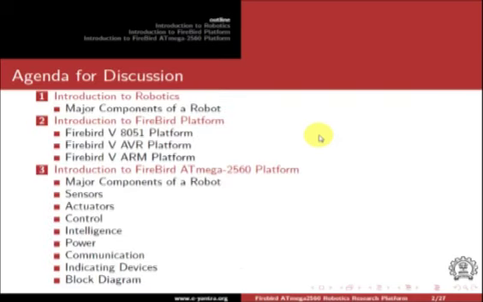Now let us see the agenda for discussion in this tutorial. We will discuss the major components that make a robotic system. Then we will see various versions of Firebird V Robotics Research Platform. We will then discuss the major components present in the Firebird V Atmega 2560 based platform and hence understand the capabilities of the Firebird platform.